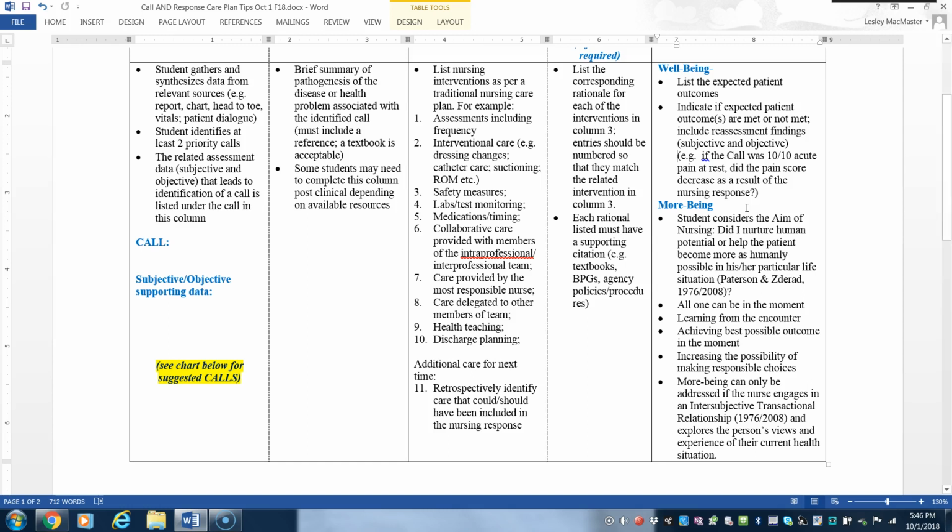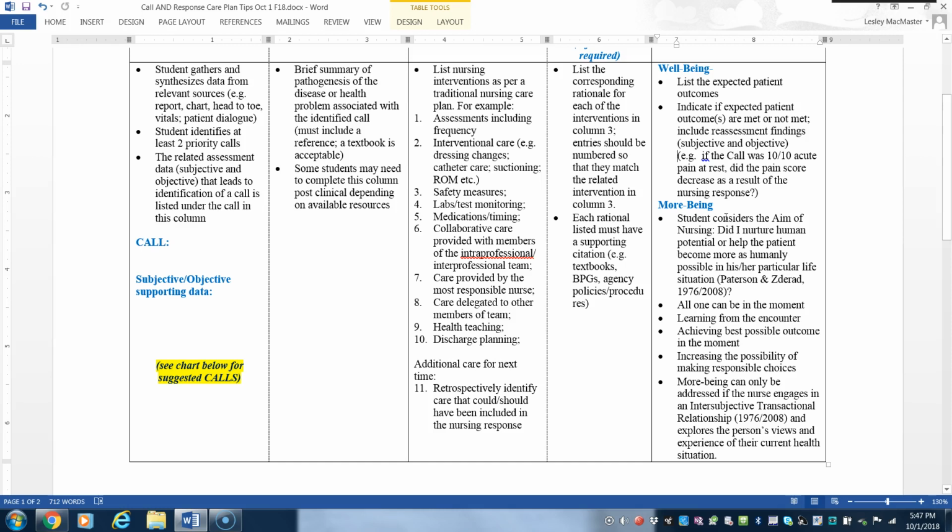Note that more-being is more and different than well-being. More-being can only be addressed if the nurse engages in an intersubjective transactional relationship with their patient, and when they explore the person's viewpoint and experience of their current health situation. Only then can they truly move towards nurturing more-being in the situation for the patient. And not all students will be able to do this initially.